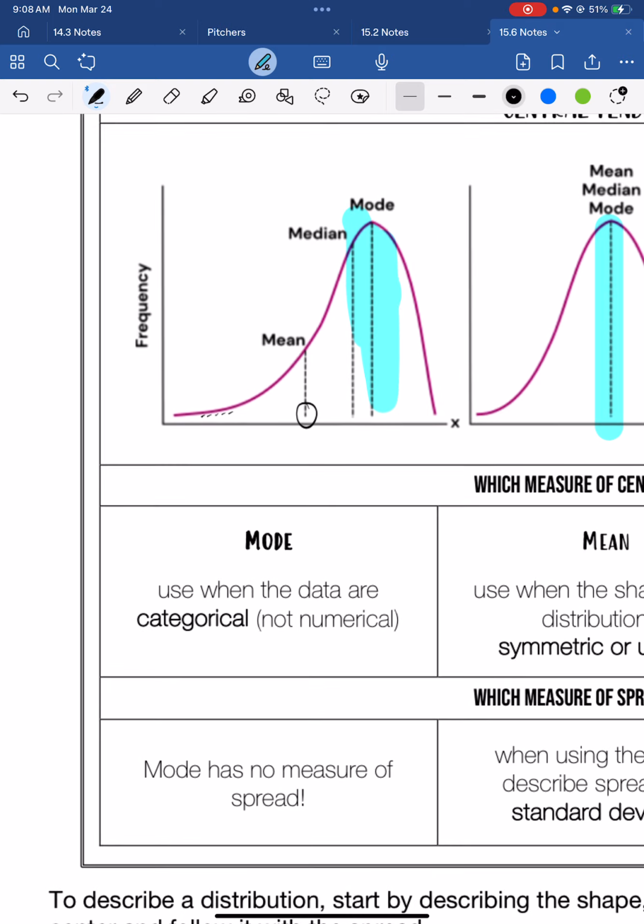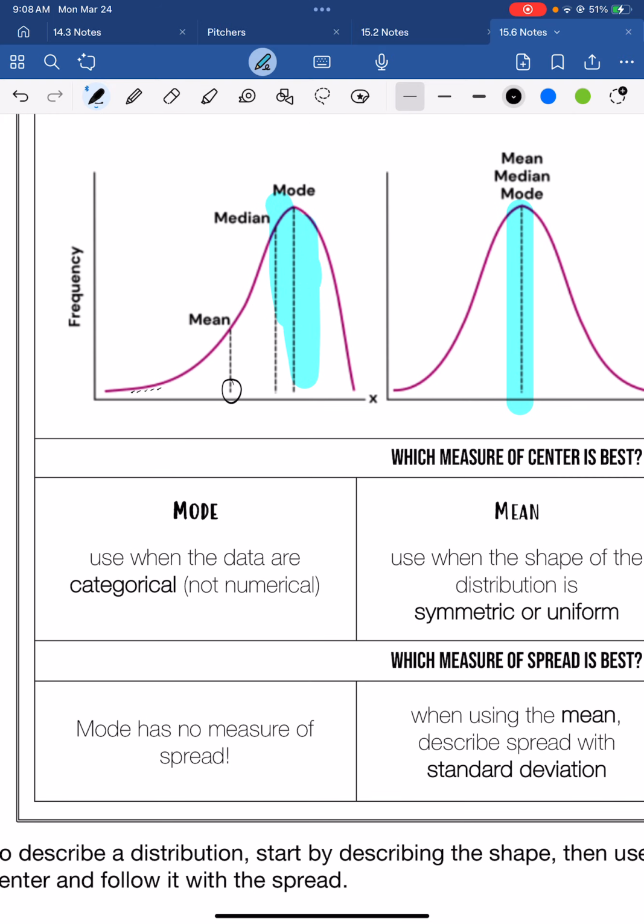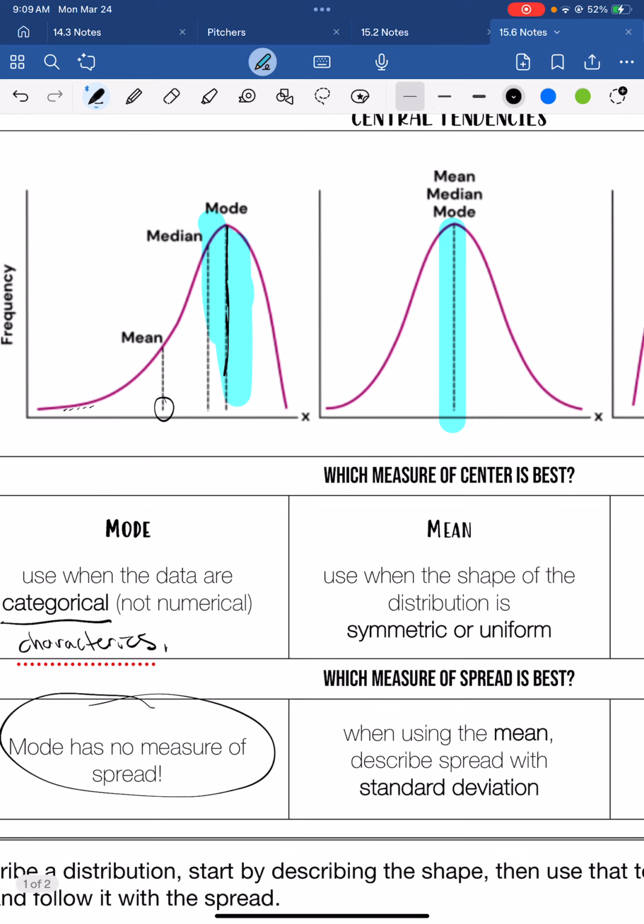Okay, so when do we use mode as our best measure of center? Well, it's going to be when it's categorical, or when we're dealing with characteristics. So this would be something like if you're taking a survey of the eye color of different people. We would be more interested in what eye color had the most responses, right? Did most people have green or blue eyes or whatever it might be? We're not worried about the average eye color, right? Average is not going to help us when it comes to eye color. So again, mode has no measure of spread. That's why mode represents this data well, because it would show us which one has the most.